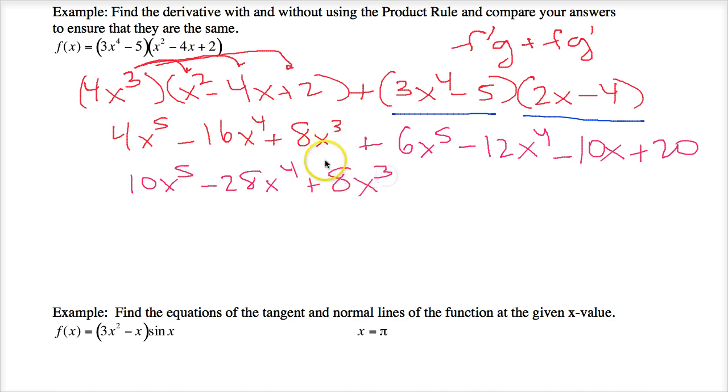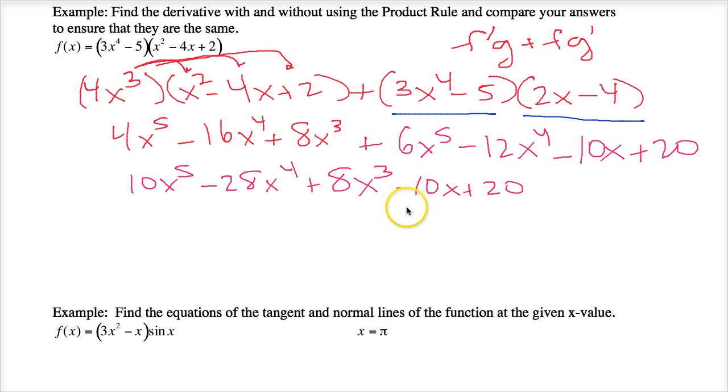I don't have anything to the 2nd power. And then I have this minus 10x plus 20. And that is the derivative using the product rule. Any questions? So if you want to copy this down, maybe you want to pause the video.